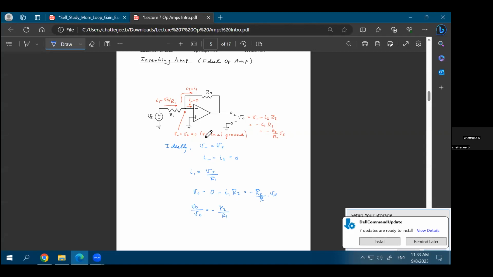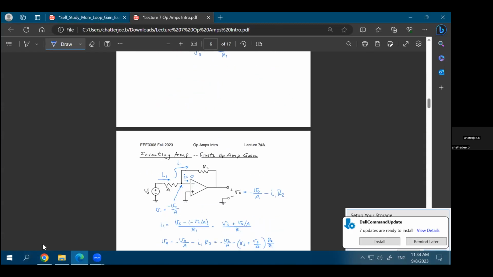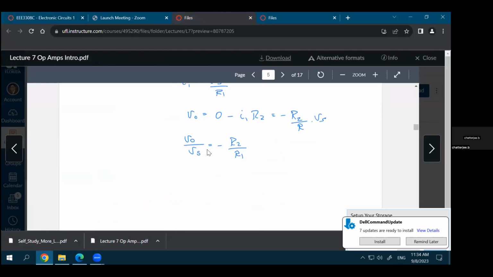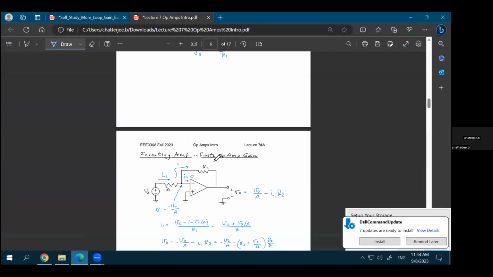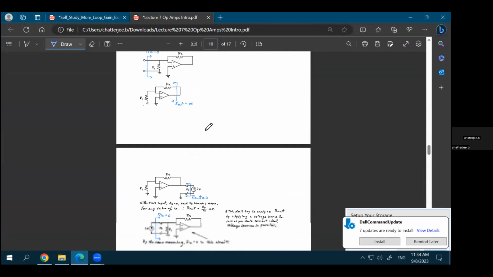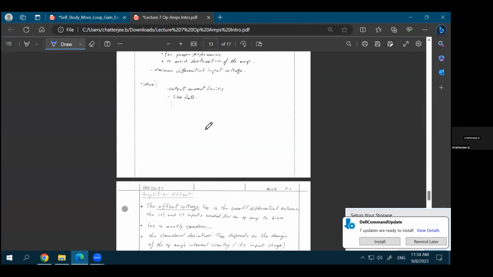So this is fine, but this op amp is connected in a configuration, and I'll be talking about the current amplifier configuration. I wanted to do that today, but there was no time. In the next lecture, I'll talk about how this op amp can be configured in a current amplifier configuration. It's on the notes. If you look into the op amp intro, you'll find this one. After inverting and non-inverting amplifiers, there are a few exercises.